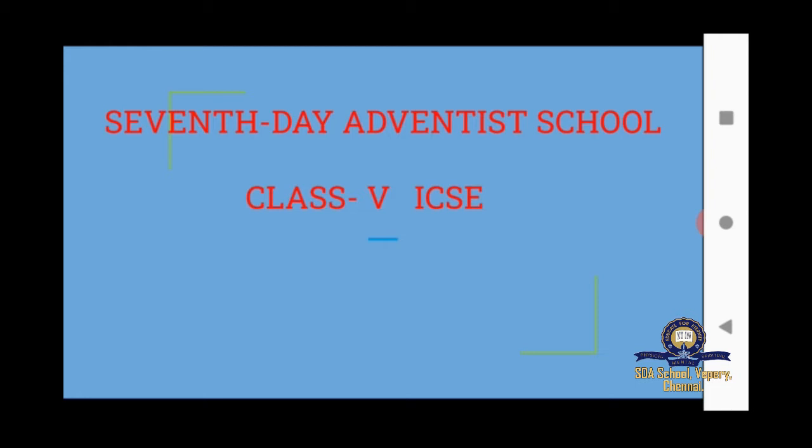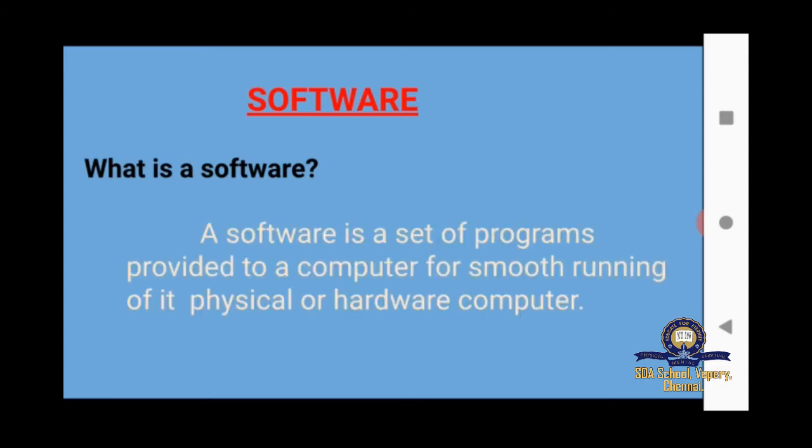In last class, we saw the introduction to computer software. Let us recall it and move on to today's class. What is a software? A software is a set of programs provided to a computer for smooth running of its physical or hardware components.